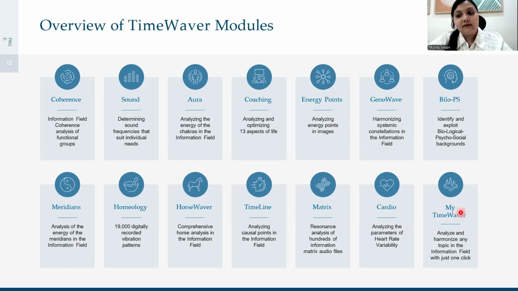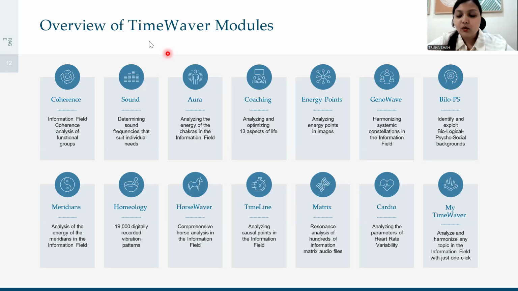We then have the My Timewaver. My Timewaver is your go-to module when you want to analyze any topic, just one click away in the information field. While you're working with so many applications, at some point, maybe you want to just quickly click a button, quickly analyze, quickly reach a stage where you have the power to analyze probably the emotional level, the psychological level, the psychosomatic level.